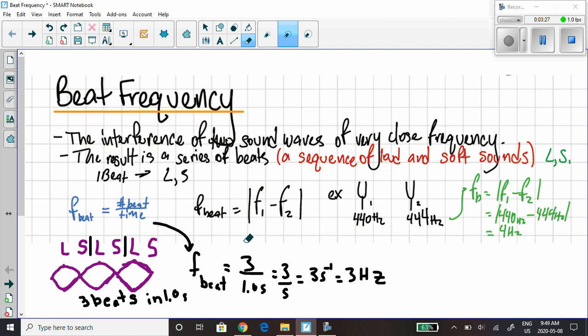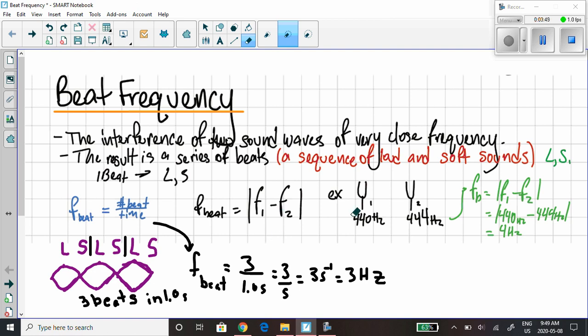There's another equation that will let you calculate the beat frequency. Beat frequency is equal to absolute value signs. These are not brackets. These are absolute value signs. So whatever you put in here, you eventually will write out a positive value. Even if the subtraction, the difference, is negative, you get a positive value out of it.